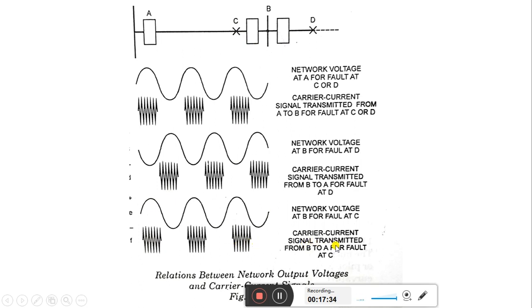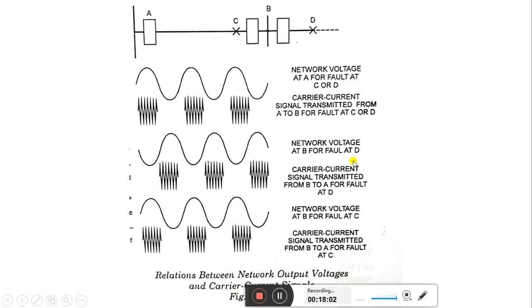Now this is the carrier current signal transmitted from B to A for a fault at C. So again, with respect to this voltage waveform, for each positive cycle, the current is transmitted from end B towards A. So how will the protection system work?